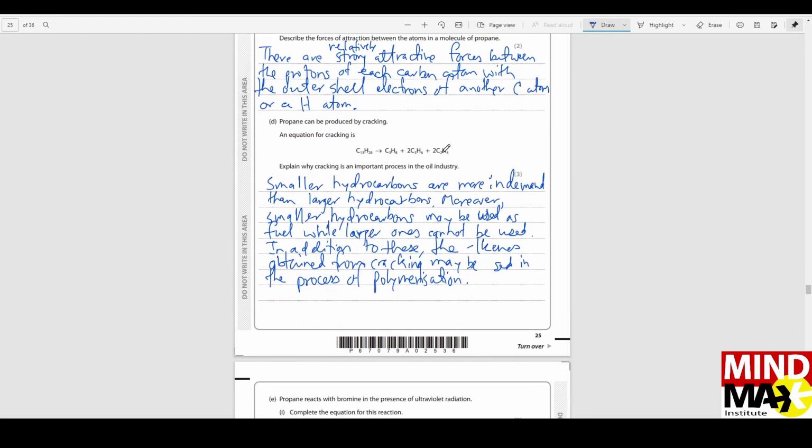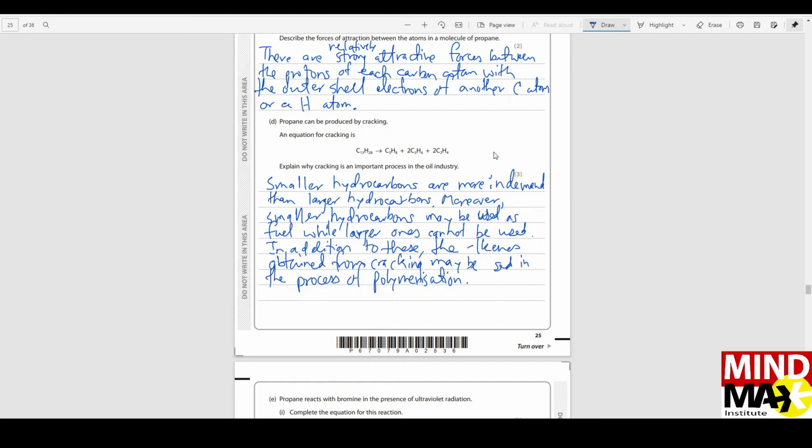Now propane can be produced by cracking. Why is cracking essential in the industry? Smaller hydrocarbons are always more in demand than larger hydrocarbons. Moreover, smaller hydrocarbons may be used as fuel while larger ones cannot be used. You can never use carbon numbers more than 10 for fuels. If you go up to carbon number 15 or 20, you cannot use them as fuels, but up to carbon number 10, you can use them mostly as fuel.